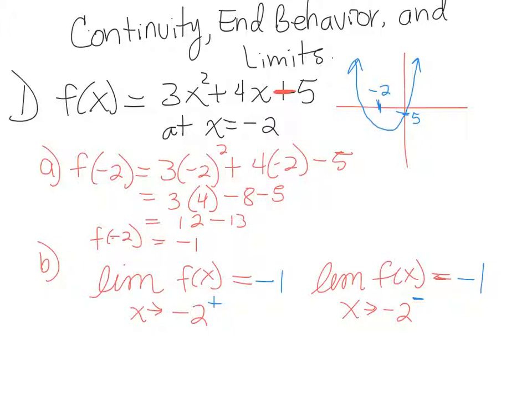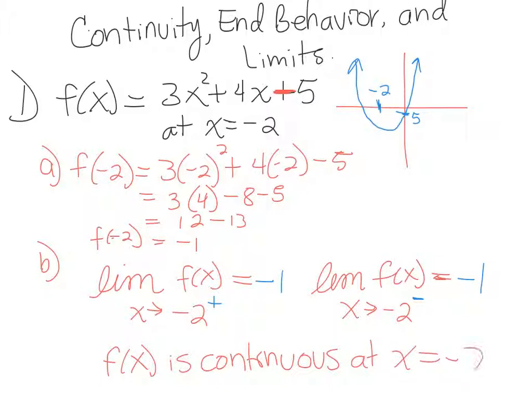Third step, analyze the three pieces. If you have the three pieces, this is -1, this is -1, and this is -1. If the three are the same, then the conclusion is continuous. f of x is continuous at x equals -2. The answer was -1, but it's at -2. And that's the last part. The three dots means therefore.